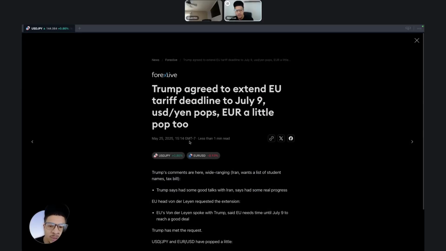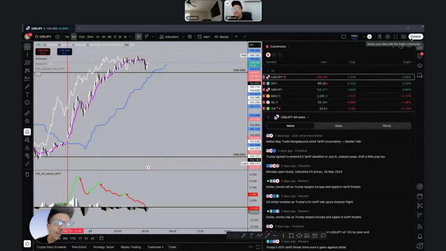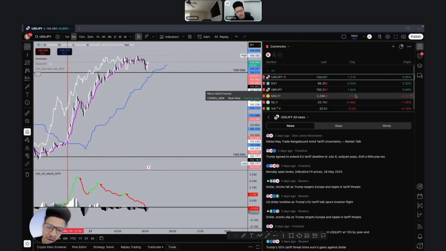So 3:14 p.m. on Sunday, Trump agreed to extend the EU tariff deadline to July 9th. We've seen this picture before, right? When it comes to Trump shifting those dates, right? But what does that do? It's so crazy because off that one headline alone, I can understand why the sentiment is currently risk on because of that change.